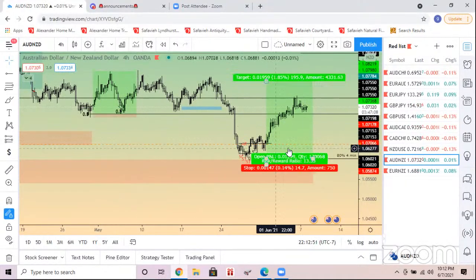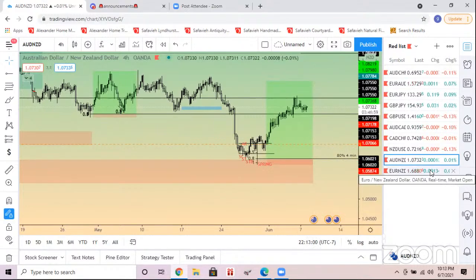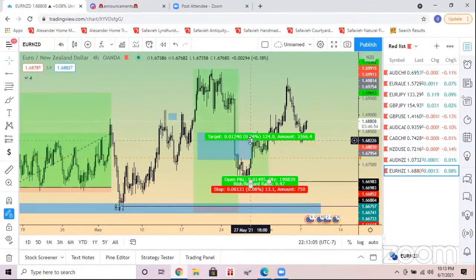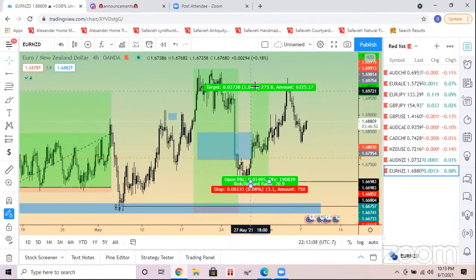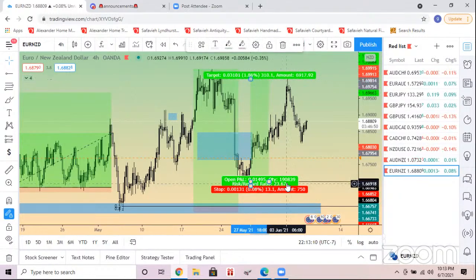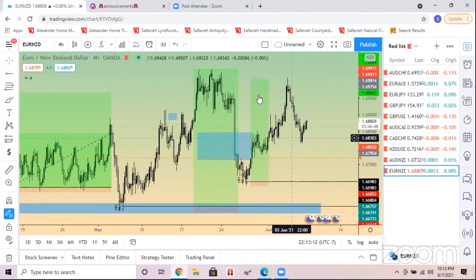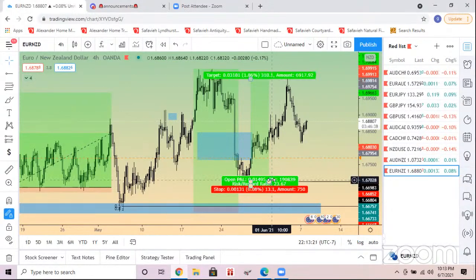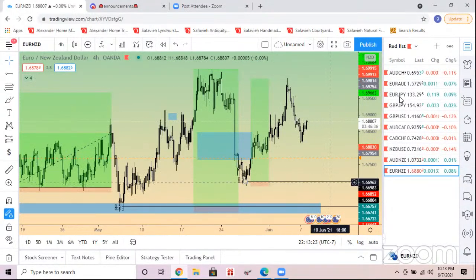So if I wanted to take this prematurely, I would want to see some compression or a schematic right above this. Same thing here. If I wanted to take this entry before seeing this high broken, schematic or a lot of compression.